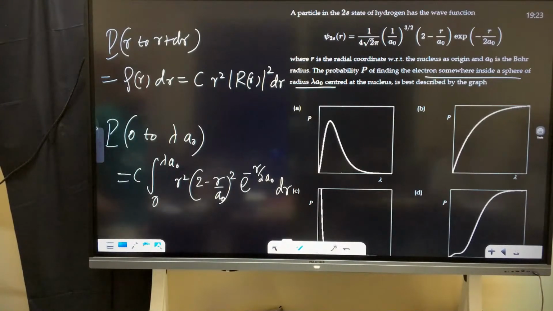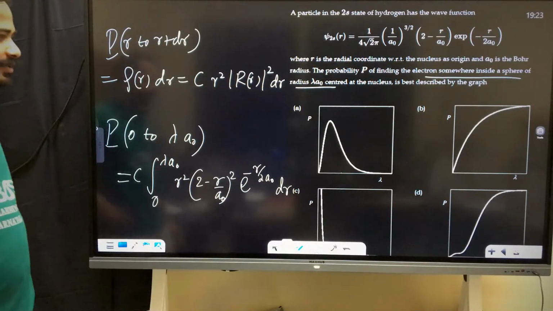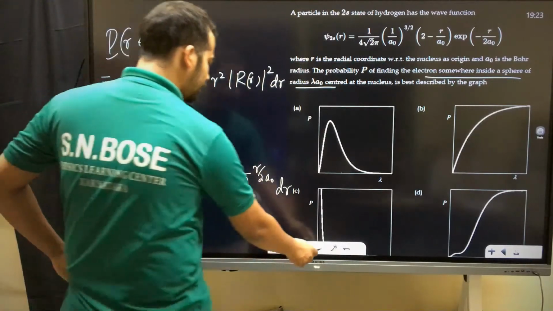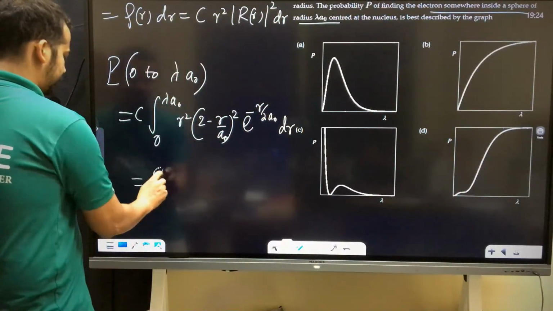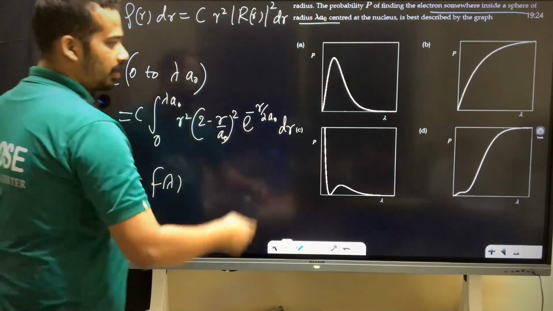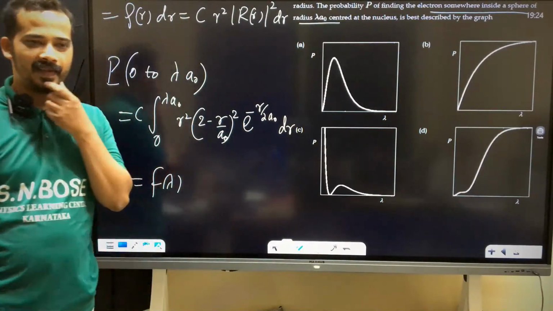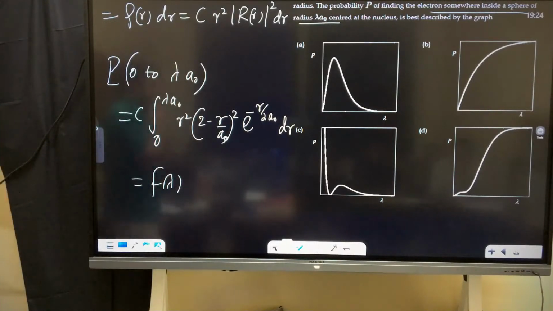Integration by parts. What else can you do? After integration by parts, this will be some function of lambda, am I right? You have to plot with respect to that lambda. Is it C? No, it is D. Don't gamble here.